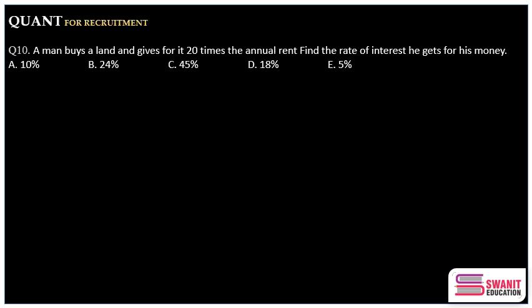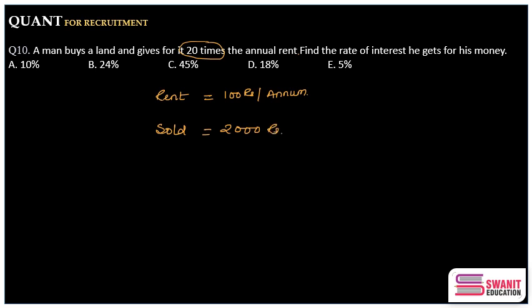Let's look at one more question from Quant. A man buys a land and gives for it 20 times the annual rent. Find the rate of interest he gets for this money, for his money. So this is a little language twisted question. So it tells us, suppose the rent of the land is 100 rupees per annum. So he gives the land as 20 times the annual rent. That means he bought the land at 20 times the annual rent.